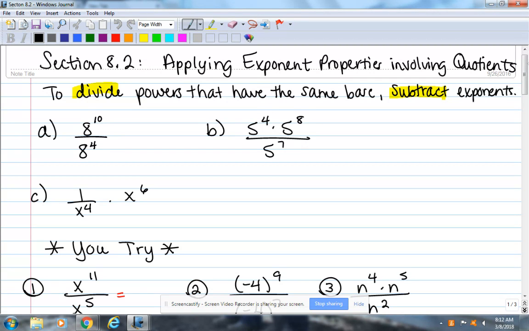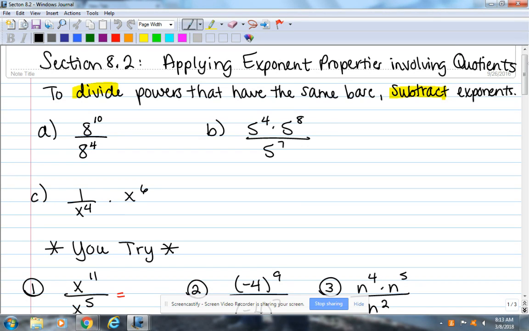So this section will be dividing with exponents. That's what quotient means. Quotient is the answer to a division problem. So we're going to be dividing with exponents today, and they're going to be set up looking like fractions. So our job is to simplify. And the way we simplify is if they have the same base and one's on the numerator and one's on the denominator, we subtract the exponents.